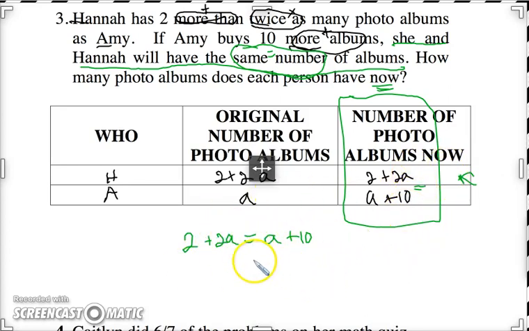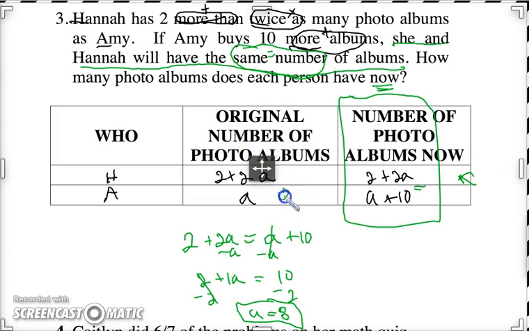Let's combine like terms. I'm going to subtract a from both sides. When I do that, I combine the a terms, and I get 2 plus 1a is equal to 10. Then I'm going to subtract 2 from both sides to combine the numbers. And when I do that, I'm going to get a is equal to 8. So it tells me that Amy originally has 8 albums.